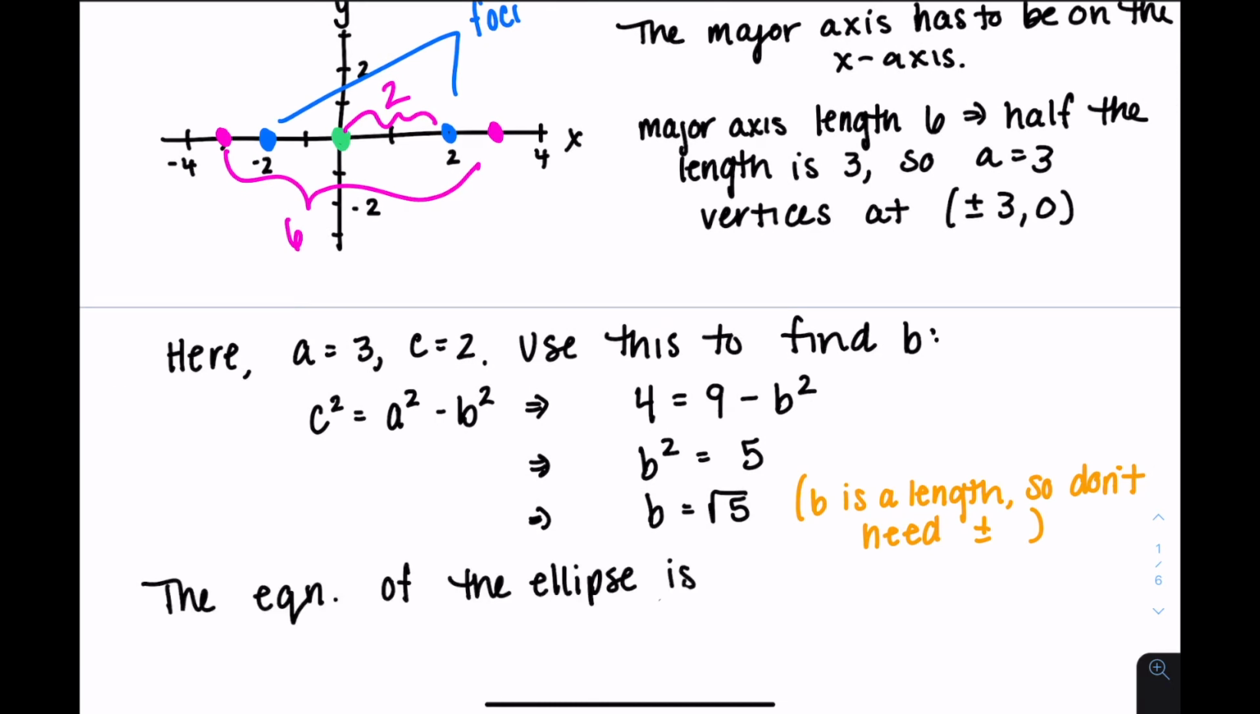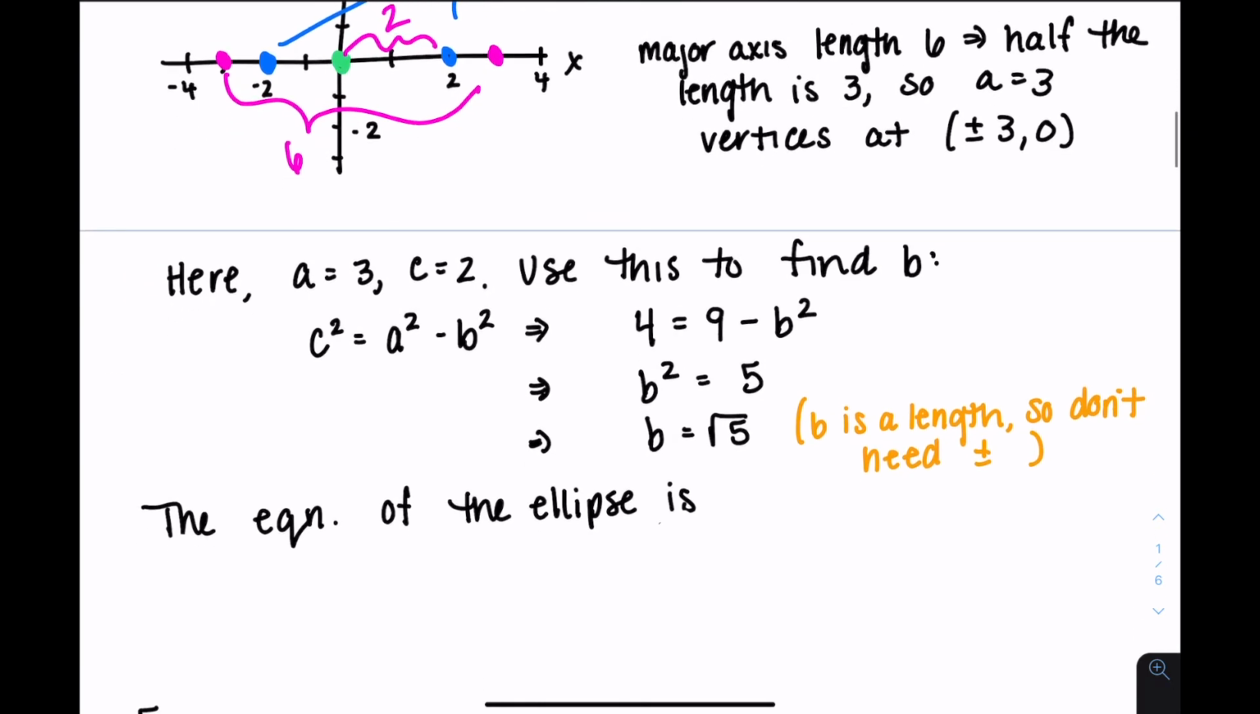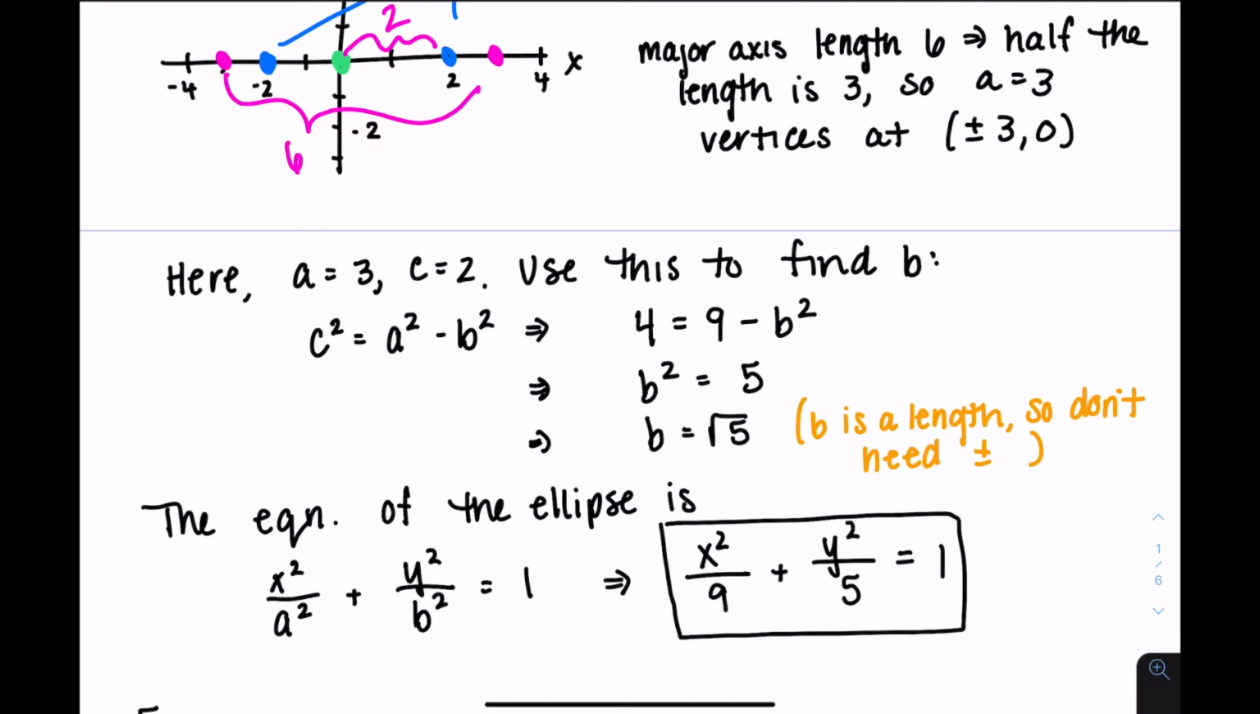So now I can actually write the equation of our ellipse. We know it's x squared over a squared plus y squared over b squared equals 1. What goes underneath x is 3 squared, and then under y is root 5 squared. So this is the equation of our ellipse. Okay. So if you're given information about it but not the equation and have to come up with it, definitely draw everything so you know what's going on.